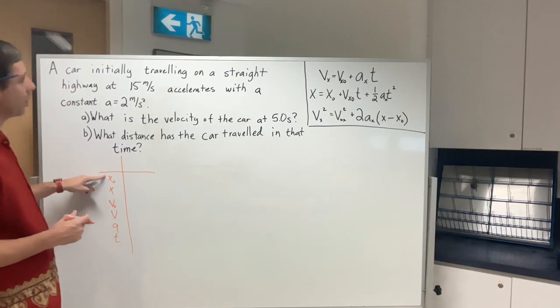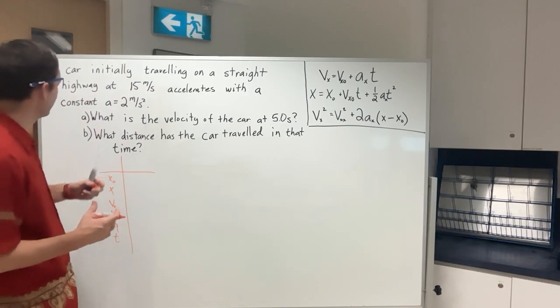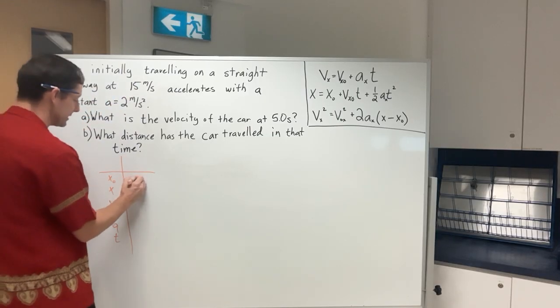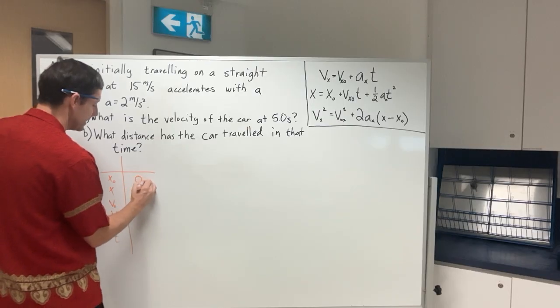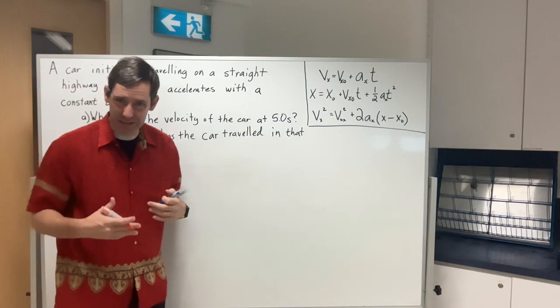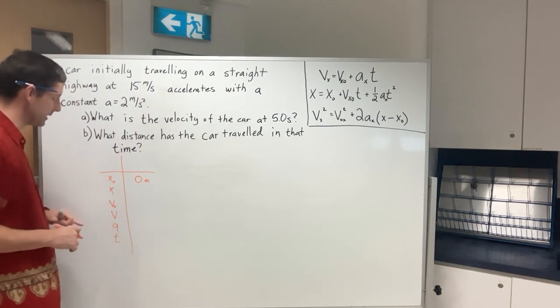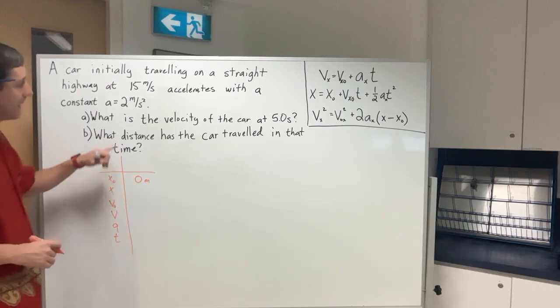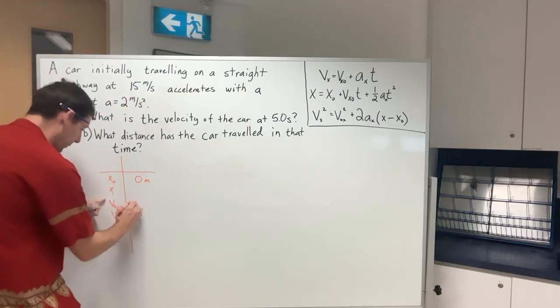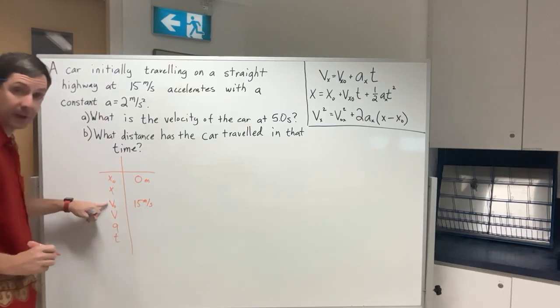Well, we don't really have much about the position. We are initially traveling on a straight highway. I'm going to go ahead and just say my initial position is 0. Therefore, my final position will be the displacement of my car, my final minus initial. So we'll go ahead and put 0 for the initial. The initial velocity I'm given, right? That's that 15. So I'm going to go ahead and put 15 meters per second for my initial velocity.